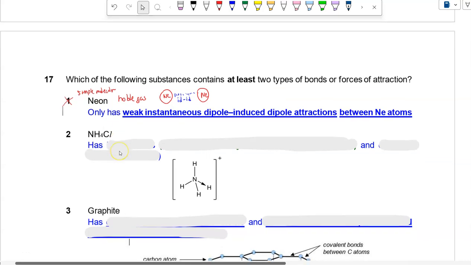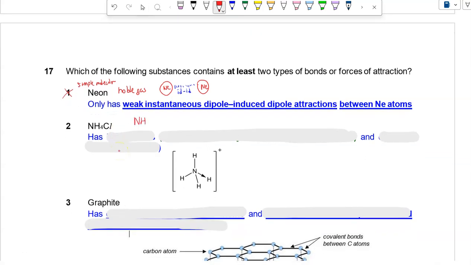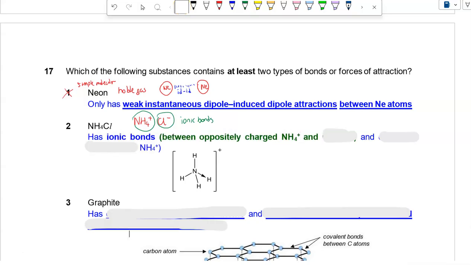For ammonium chloride, you have NH4 plus Cl minus. Between the NH4 plus and the Cl minus, you have your ionic bonds. So you have ionic bonds between opposite charge NH4 plus and Cl minus ion. This is one type of bond. But within NH4 plus, if I draw the dot and cross for NH4 plus, you have N with 5 valence electrons. So you form a single bond with 1 H. You form a single bond with another H.